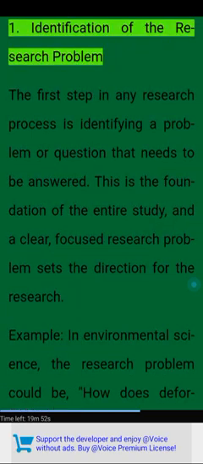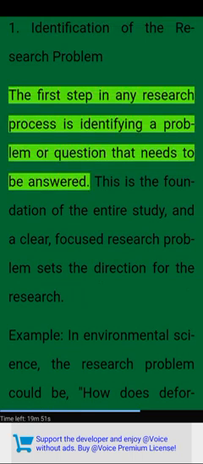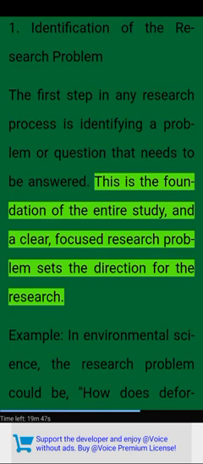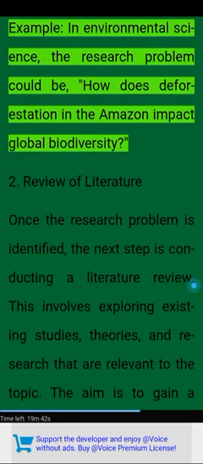1. Identification of the research problem. The first step in any research process is identifying a problem or question that needs to be answered. This is the foundation of the entire study, and a clear, focused research problem sets the direction for the research. Example: in environmental science, the research problem could be, how does deforestation in the Amazon impact global biodiversity?